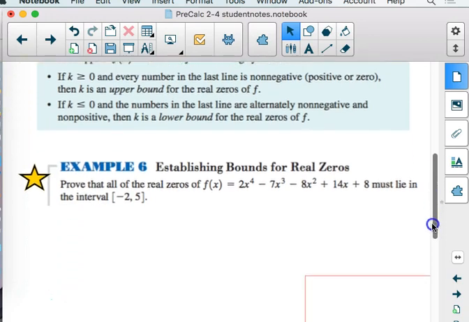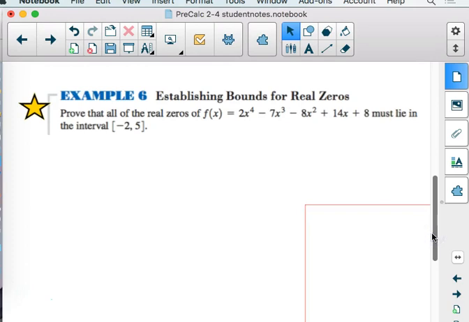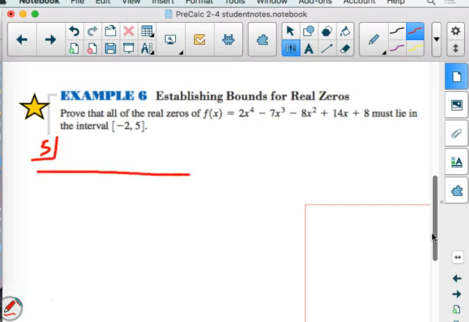So what we're doing is we're trying to see, have we found them all? You know, if we found the zeros between negative 2 and 5, did we get them all? Prove that all the real zeros of f of x equals 2x to the 4th minus 7x to the 3rd minus 8x squared plus 14x plus 8 have to lie in that interval from negative 2 to 5. Well, if 5 is the upper bound, when I do synthetic with 5, I should see all positive numbers or 0, because 0 gets to count both ways. So 4, 3, 2, 1, 0. Everything's there. I don't need any zeros for placeholders.